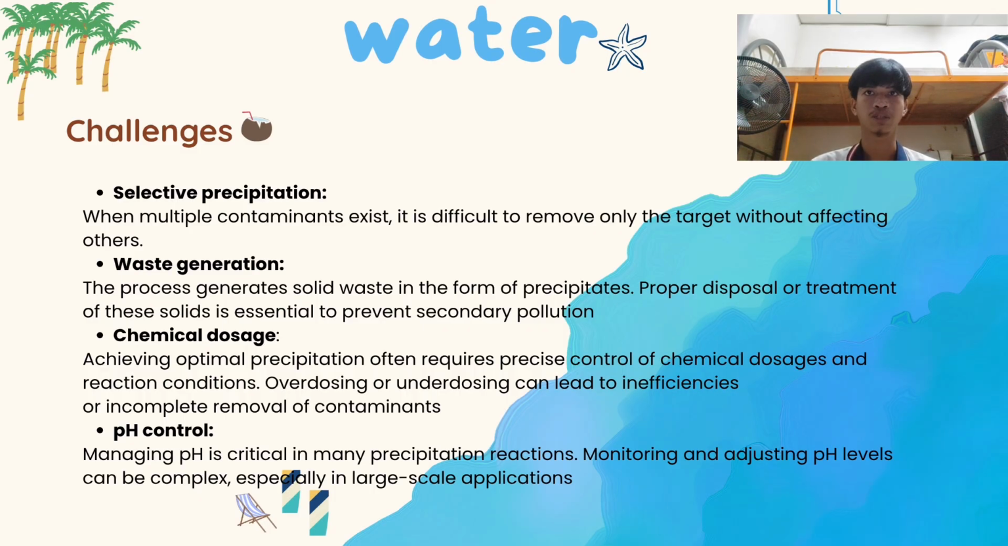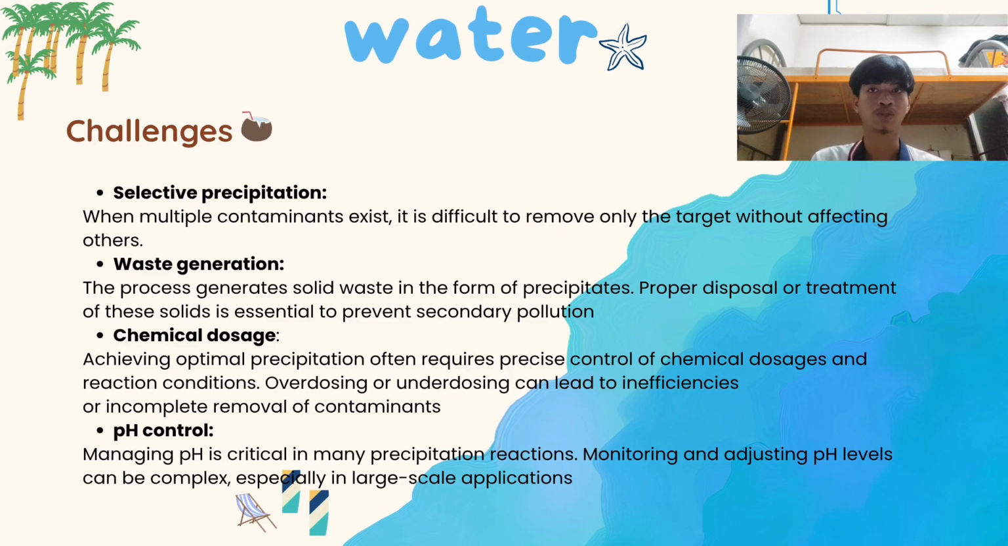Thirdly, chemical doses. Achieving optimal precipitation often requires precise control of chemical doses and reaction conditions. Overdosing or underdosing can lead to ineffectiveness or incomplete removal of contaminants.